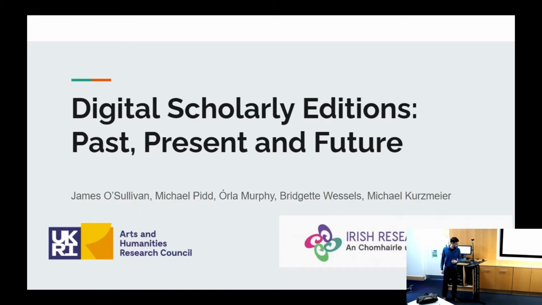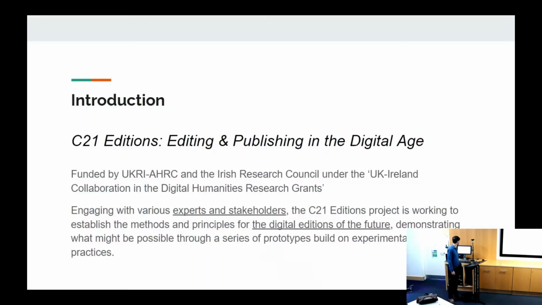Obviously, when I say we, I mean the C21 Editions project, which is James, Michael, Orla, Bridget, and myself. And we'll start giving you a little bit of an idea of what we actually do: C21 Editions, editing and publishing in a digital age. So we want to understand what the state of the art is in relation to digital editions. We want to understand what methods and principles are there, what methods and principles might be there in the future, and especially we want to engage with experts in the field, and based on that, we want to build a few prototype editions to advance the field and experiment with a few new methods.